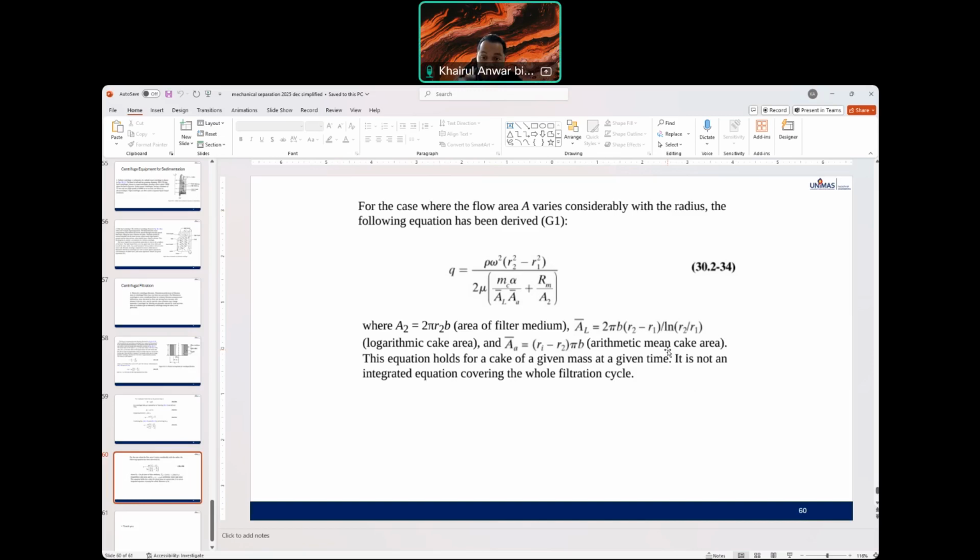If it's dynamic, then we need to do the integration. That's what we said, it's not an integrated function covering the whole filtration cycle. But there are cases where the area for the filter medium and the filter cake changes over time. For this book, it only covers not the dynamic, but a static case.